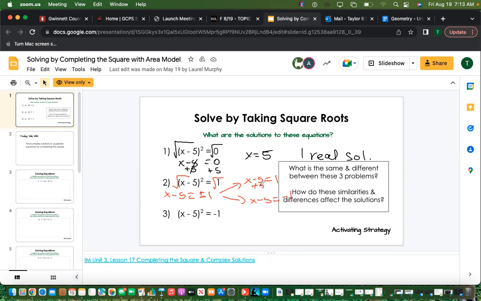So then we're going to add 5 to both sides. And so that's going to equal x equals 6. And x is going to equal 4.